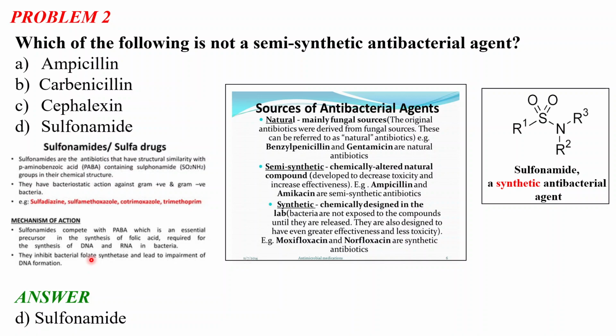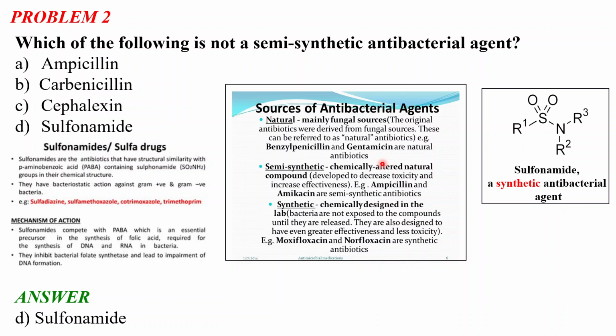So you have to remember the different sources of antibacterial agents, the natural, semi-synthetic and synthetic, their examples, the sulfur drug examples, and also the mechanism of action. So yes, number D was the correct answer.